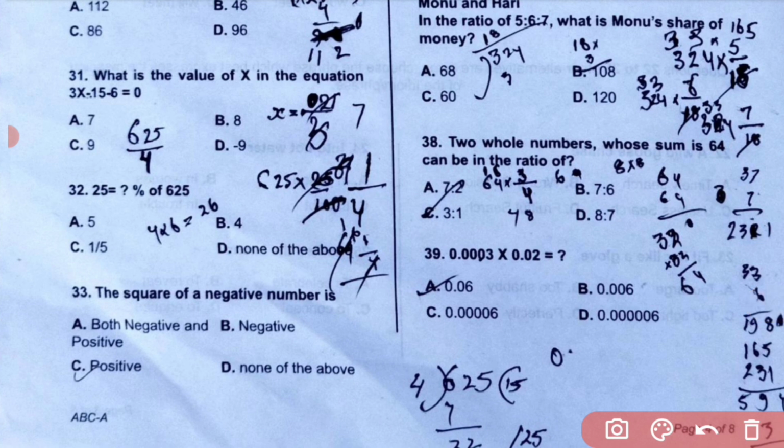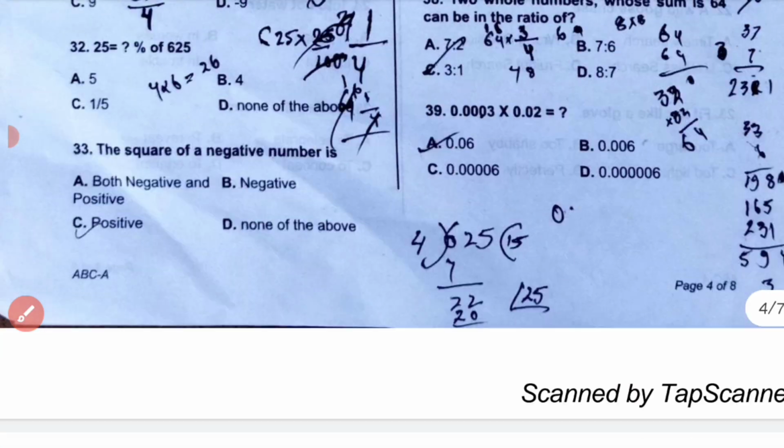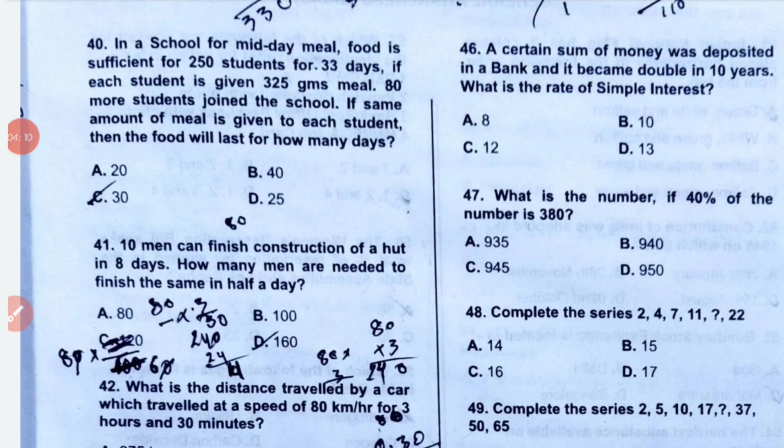38 is 3:1. 39 is D, 0.06. Then question number 40 is 25. 41, 10 men construction of 108 days. 41 is 160. Okay.